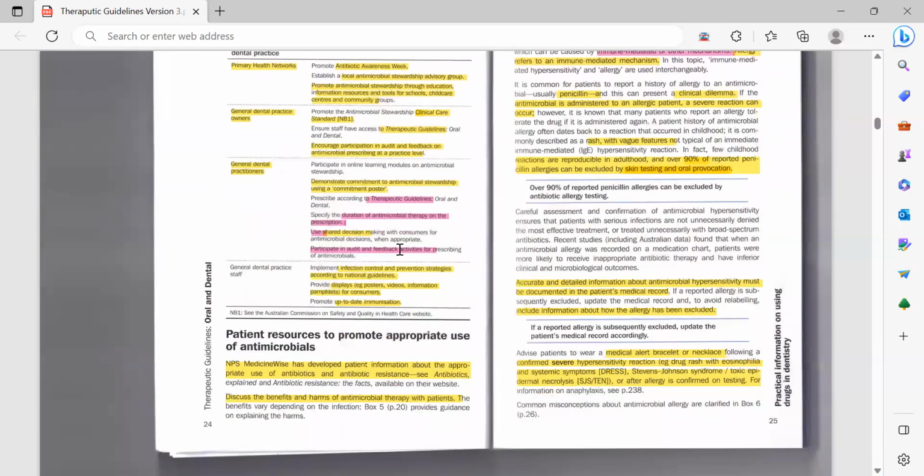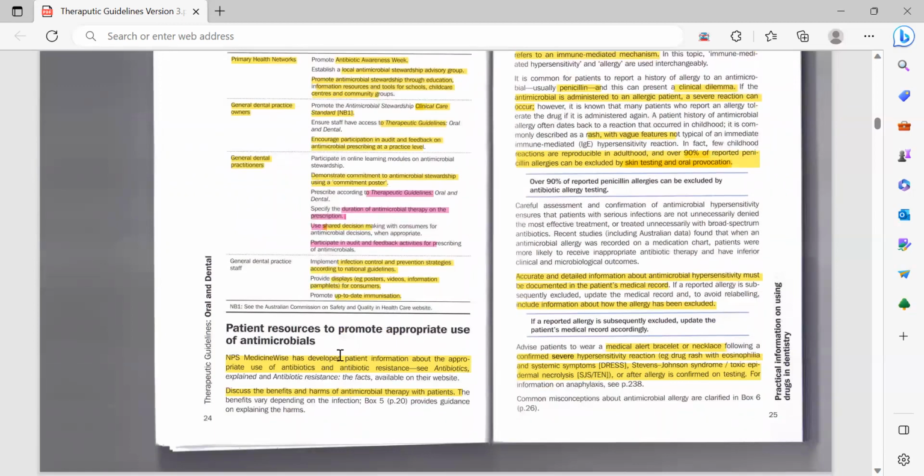Okay, so this is it. Maybe we can cover these few lines as well. Patient resources to promote appropriate use of antimicrobials. Medicine Wise has developed patient information about the appropriate use of antibiotics and antibiotic resistance, and to discuss the benefit and harm of the antimicrobial with the patient. So always tell them about the harms that we read in that box, explain to them, and then make a shared decision before prescribing any antibiotics to the patient.